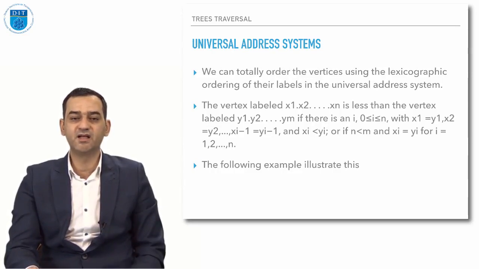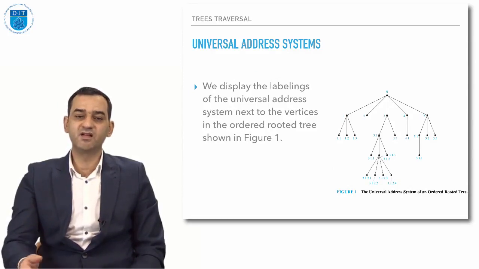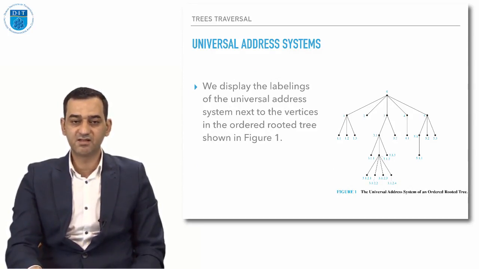The vertex labeled x1.x2...xn is less than the vertex labeled y1.y2...ym if there is an i, with 0 less than or equal to i less than or equal to n, with x1 equal to y1, x2 equal to y2, and so on. The following example illustrates this. We display the labelings of the universal address system next to the vertices in the ordered rooted tree shown in figure 1.